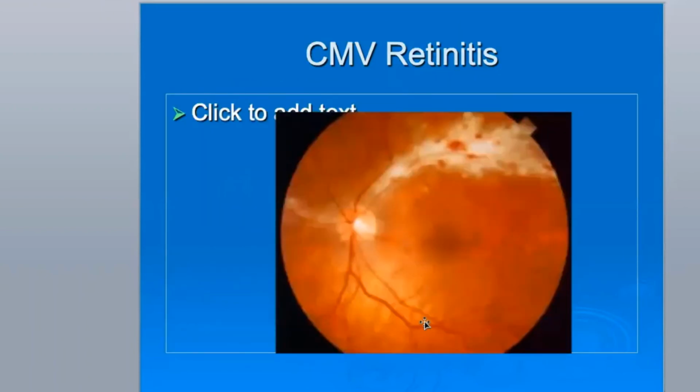Now, how do we diagnose that? If you do a fundoscopy, remember CMV retinitis is retinitis. So it doesn't affect your optic nerve. It doesn't affect your choroid, but it affects your retina. Retinitis. Okay?